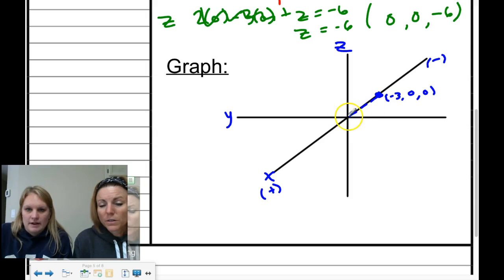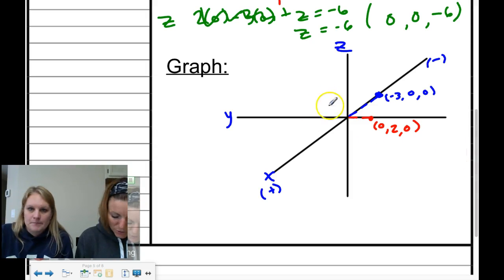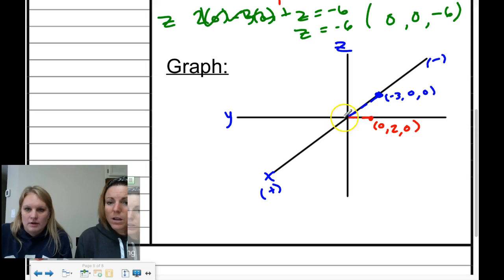So 0, I don't go anywhere. 2, I'm going to go over 2 to the right, and then I'm not going to go up or down. So let's label that: 0, 2, 0. And the third one is going to be 0, 0, negative 6. I don't go any way here, I don't go any way here, and I go down 6: 1, 2, 3, 4, 5, and 6. Good job. And we'll label that 0, 0, negative 6.